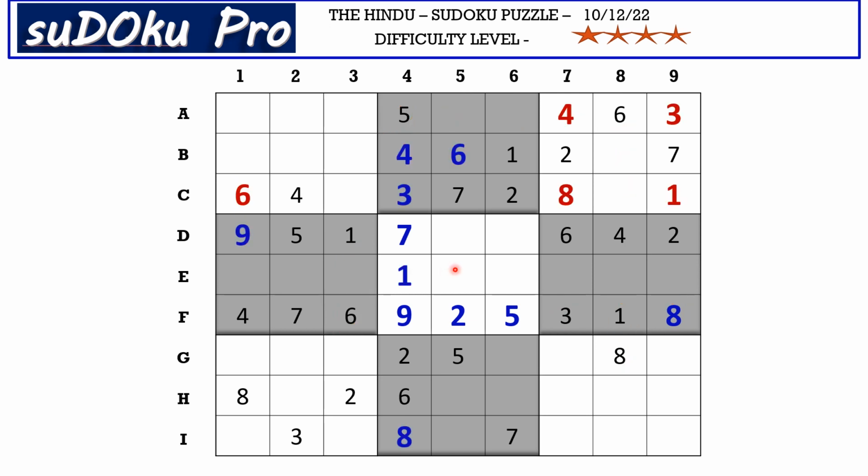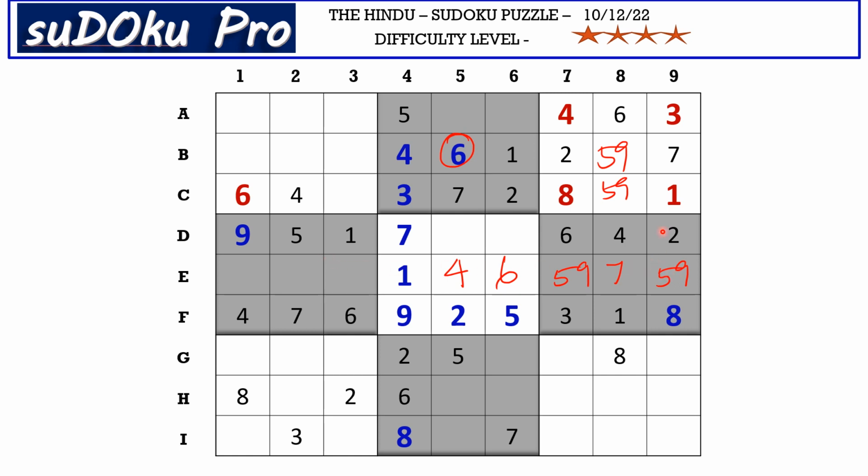We know that in this central block we are missing 1, 4, 6 in this row. We already have 1 here, so here we miss 4 and 6. There is 6 blocking from column 5. So E5 takes 4 and E6 takes 6. Here we miss 5, 7 and 9. Now we know that 5 and 9 goes in these two cells. So 5 and 9 blocks here. So E8 takes 7 and these two cells take 5, 9 matching pairs.